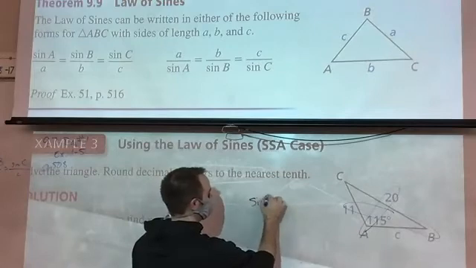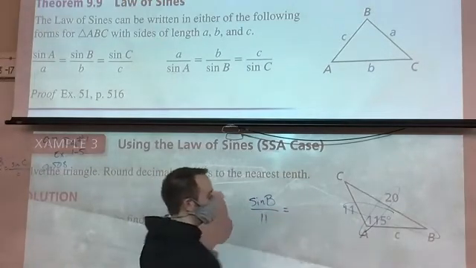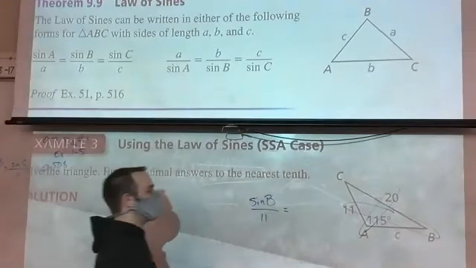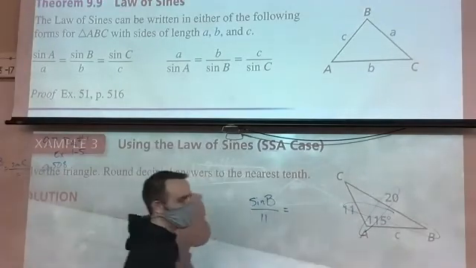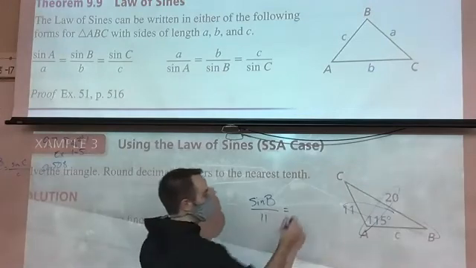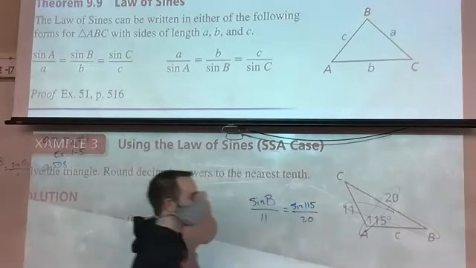So I'm looking at sine of B over 11. I've got sine of that angle that I'm looking for over the opposite side. I'm going to do the same thing with the ones that I know. So I would write sine 115 over 20.